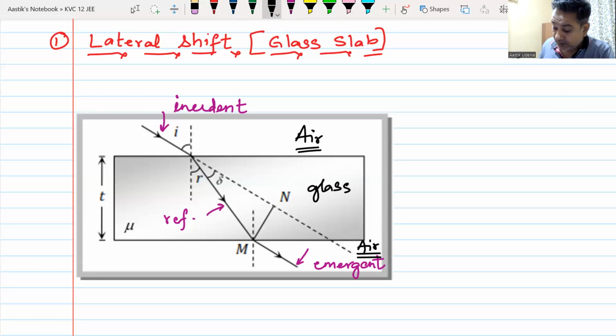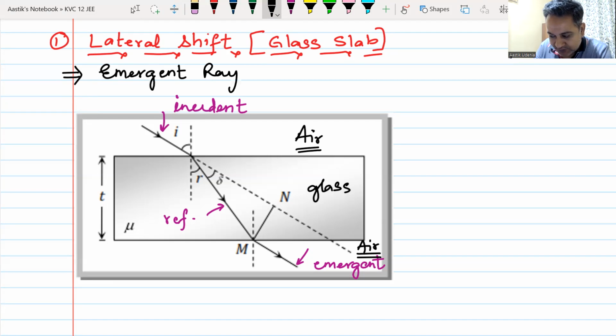I hope you are drawing the diagram. Then in this case, you must understand the first thing, that the emergent ray, can anyone complete the sentence? There is a relation between the emergent ray and the incident ray, which was not in the case when we did the previous question. There was deviation. Here there is no deviation. So the emergent ray which comes out is parallel to the incident ray. Do we understand this?